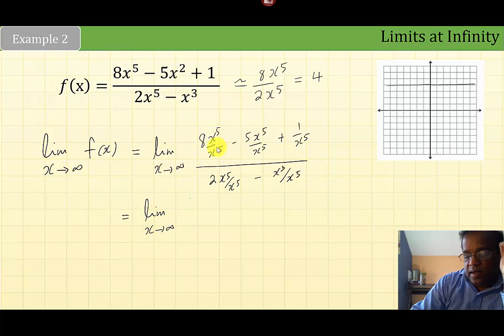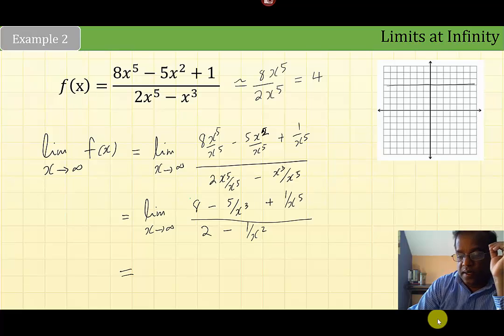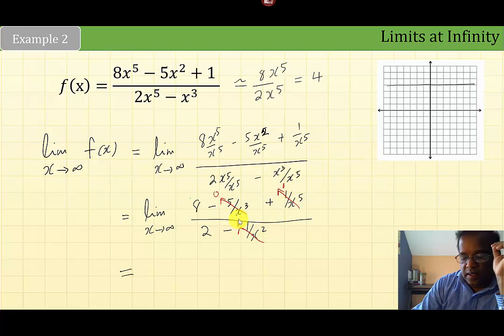Now if you simplify, this will cancel out, you get 8 minus, this is x to the 2, right? The x to the 2 cancels out, you get 5 over x to the third, and then you get 1 over x to the fifth. And over here, this cancels out, you get 2 minus 1 over x to the second. Now as x approaches infinity, all these terms go to 0. This term goes to 0, this goes to 0, and this goes to 0. So what is left is 8 over 2, which is equal to 4.